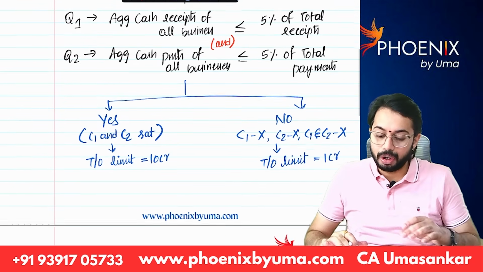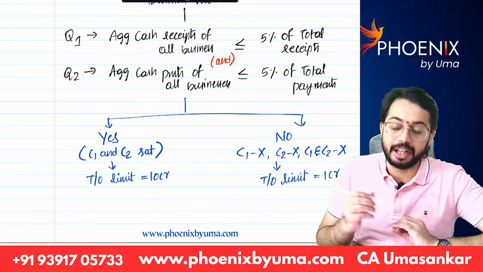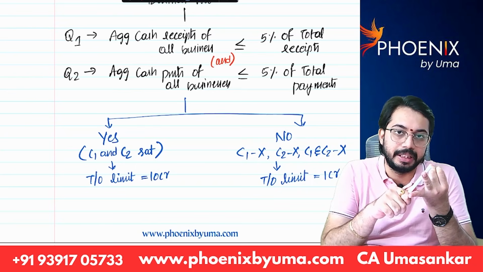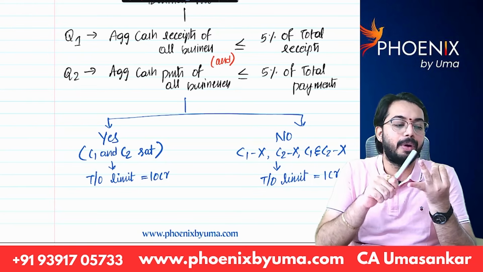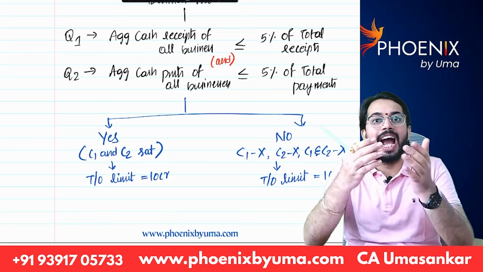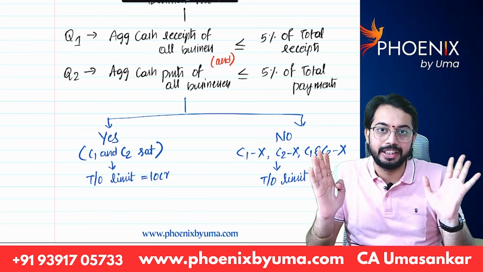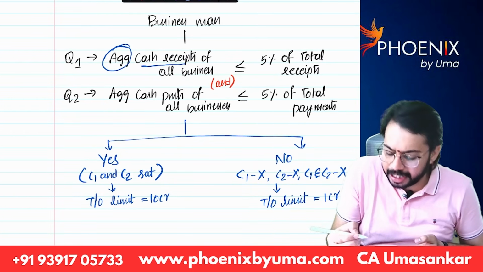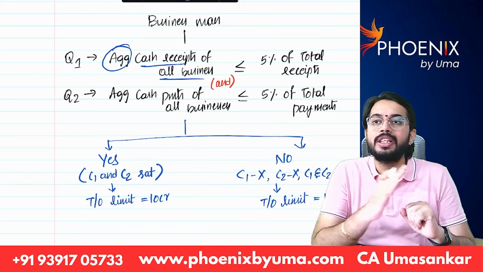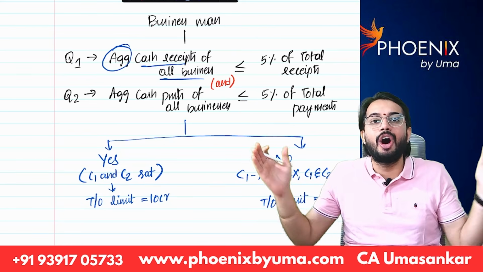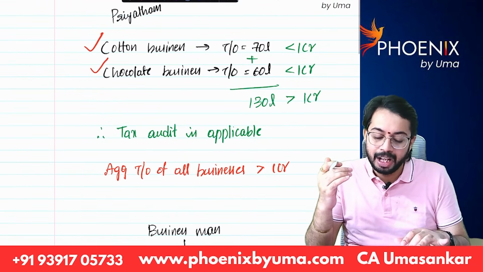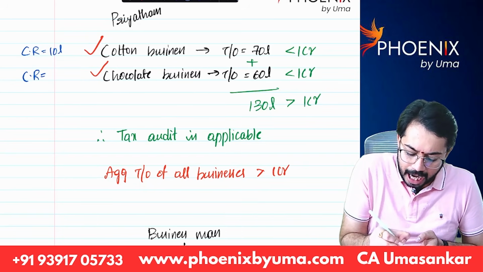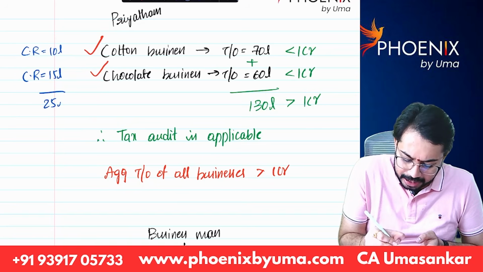Did you understand? What is important is that when you are checking these two conditions for the chocolate business and for the cotton business, in both the businesses, whatever the cash receipts are, you have to take the total cash receipts. So you have to take aggregate cash receipts of all businesses. Don't check individually, take all businesses. Let's say in the cotton business cash receipts are 10 lakhs. In the chocolate business cash receipts are 15 lakhs. Total cash receipts are 25 lakhs.